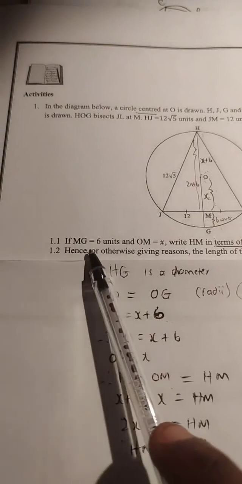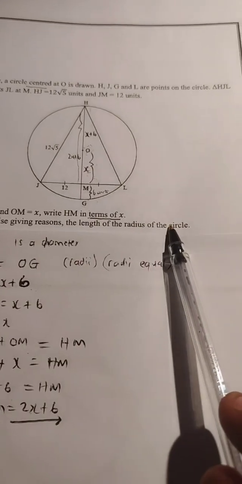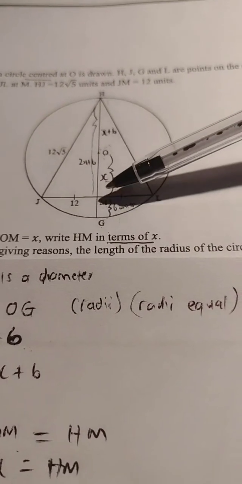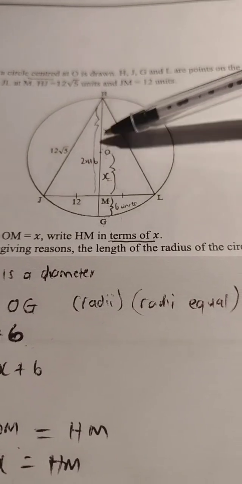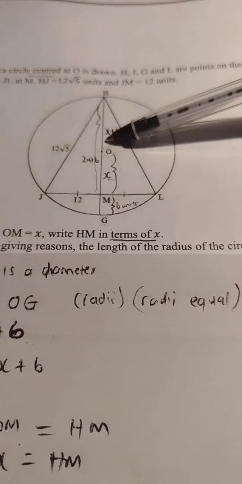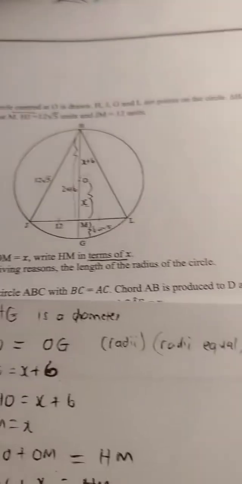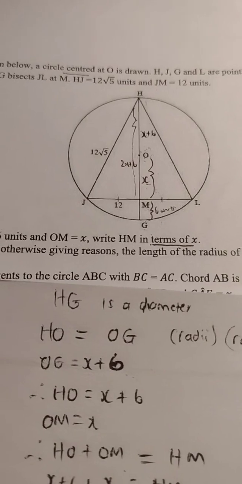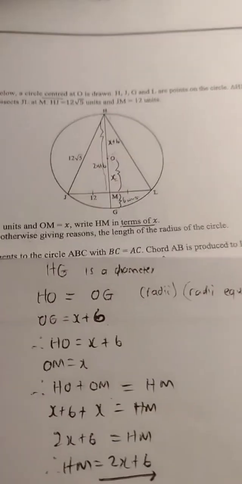Let's look at number 1.2. Hence or otherwise, giving reasons, find the length of the radius of the circle. So they want the length of the radius of the circle. In other words, they want the length of HO, the actual length of HO. Now this will be very interesting, but I think we can definitely do it with the information that is given.